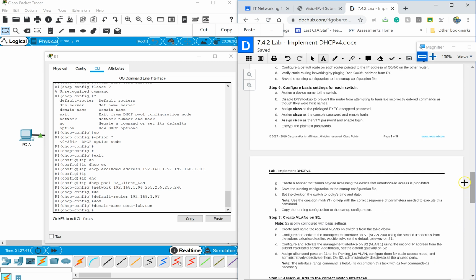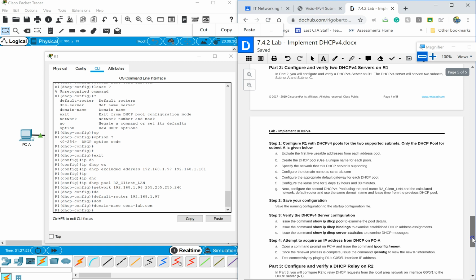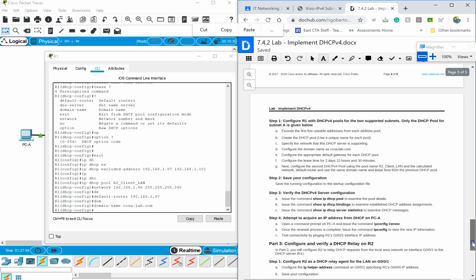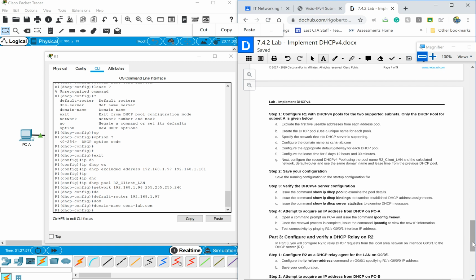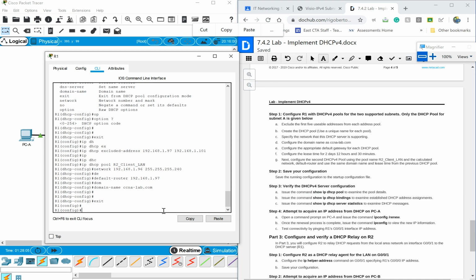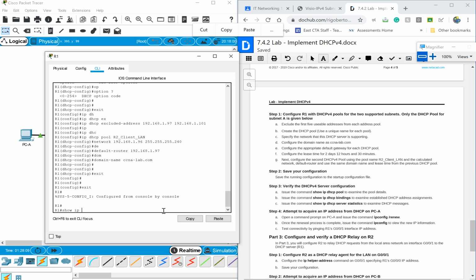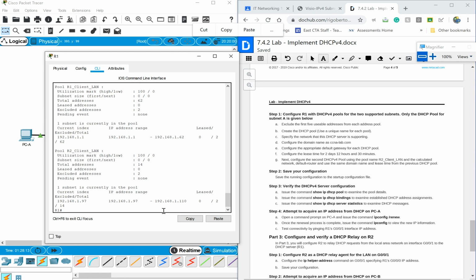We go down here, create a LAN on S1. We already did all that. DHCP. It wants me to issue the command show DHCP server, DHCP pool to examine the pool details. So you guys can do that. I'll satisfy this by doing a little bit. Show IP DHCP pool to examine the pool.